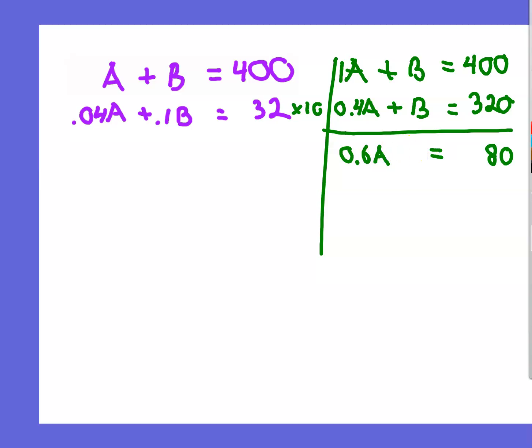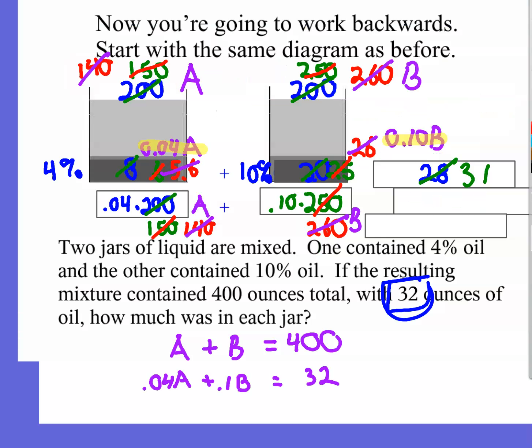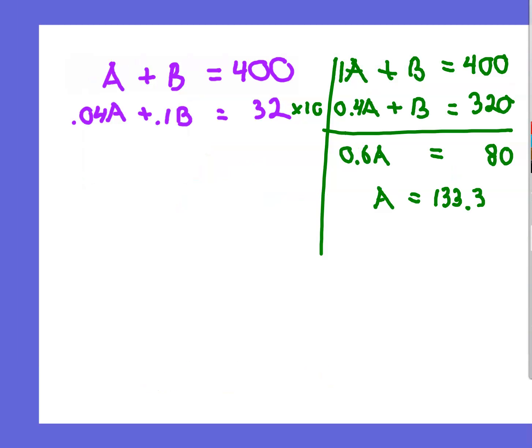Well, now just like we did before, we found out what one letter is by canceling out the other one. So now we just need to find out what 80 divided by 0.6 is. And I get A looks like it's going to be 133.3, milliliters or gallons or whatever we're talking about in this problem. Looks like it was milliliters, or ounces. So this one's 133.3.